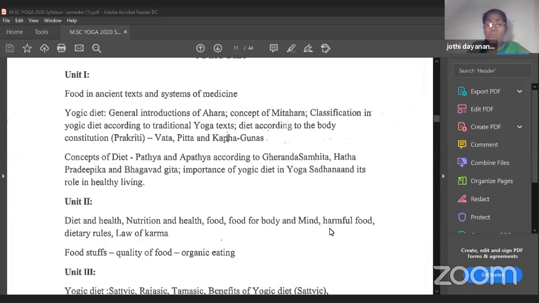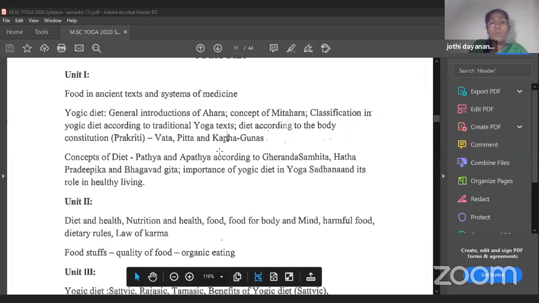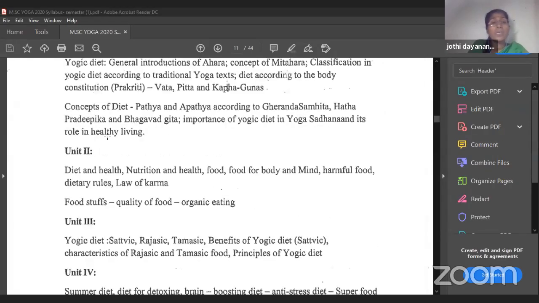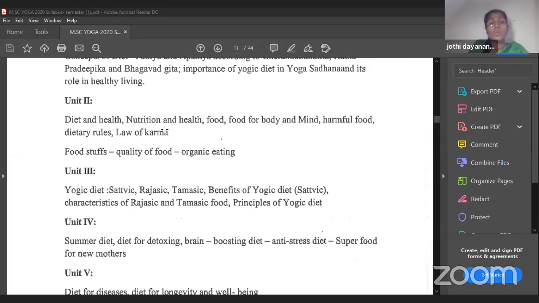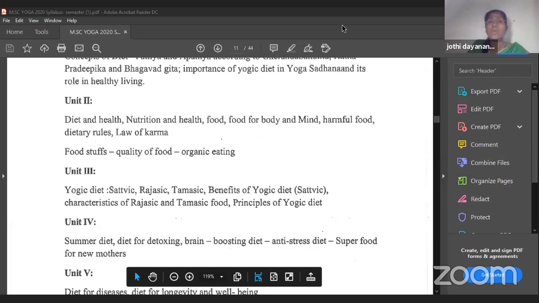If you get some content from that book, please take it. You please prepare notes on it. None of us have the habit of preparing notes like in those days. We say the first content is food in ancient texts and systems of medicine, right? So you get all the information based on that and get your notes ready. And next comes the concepts of diet in all those books which have been mentioned: what is diet, what is health, what is nutrition, what is food, what is food and mind. You just have the exact notes that you need to have. Okay. Thank you, Vivekanand sir. Next.